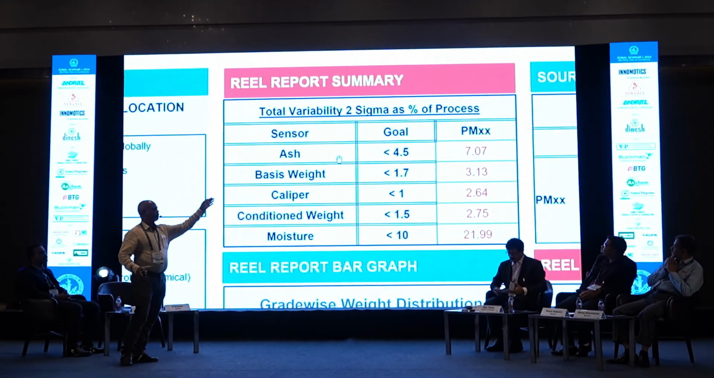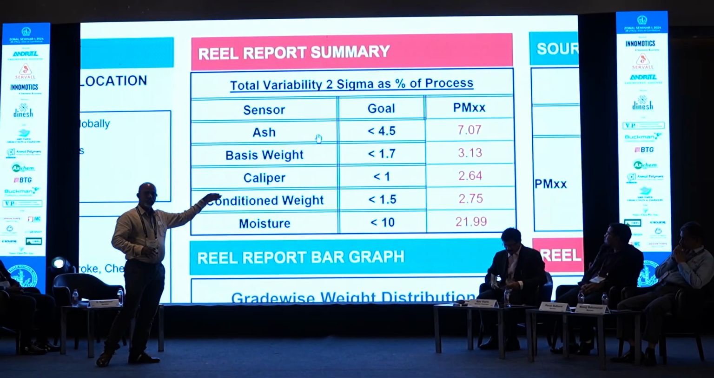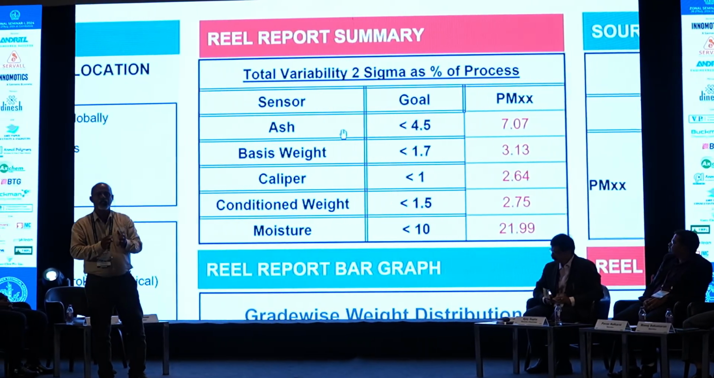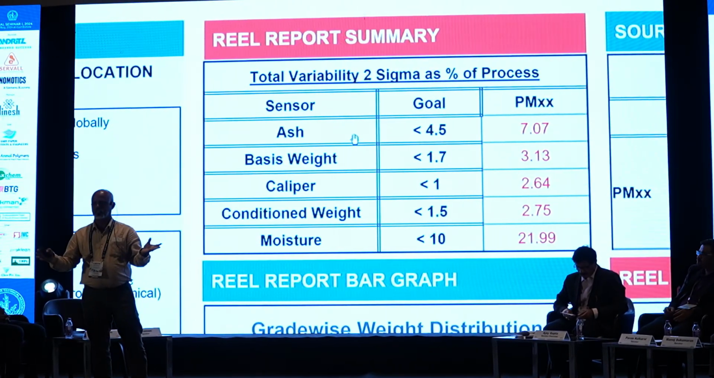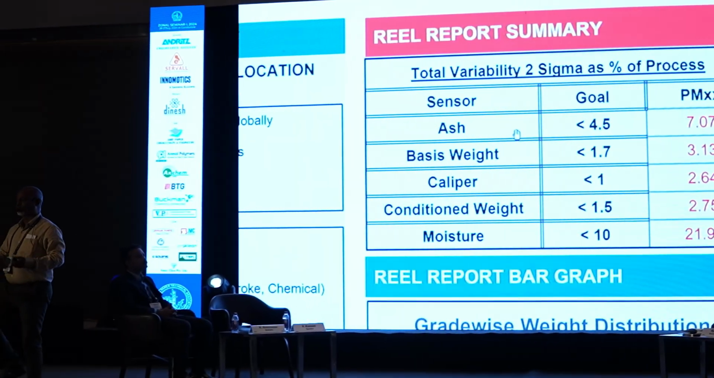We have a goal. What is your variability? Let's say 3. 1.5 is the condition weight goal, and 3 is your current condition. And then we know there are huge variations. The next step is, okay, we have variation, where is it coming from?